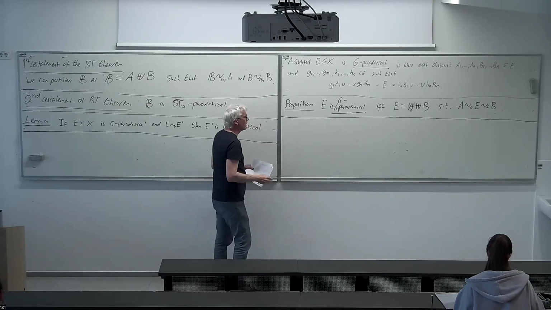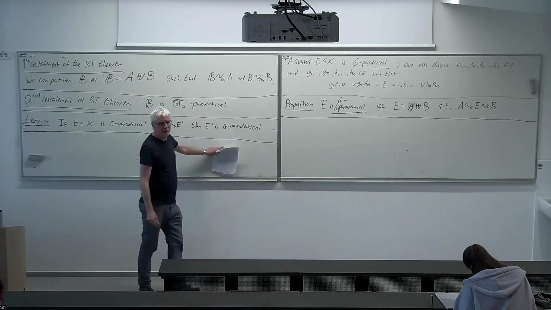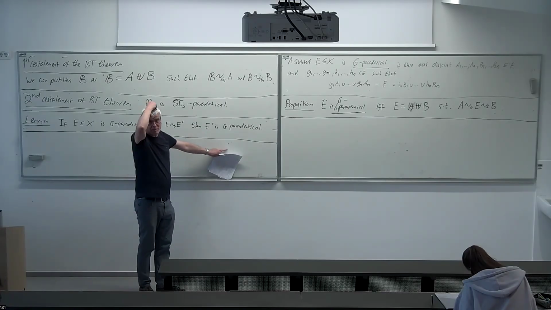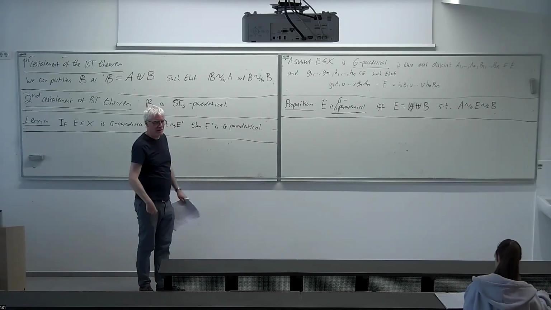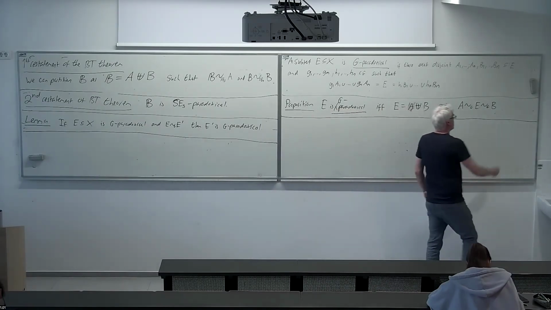Right. Okay, so we want to establish paradoxicality. And the first result we're going to do is about a very simple group. And then we're going to build on this to get to the geometric situation.